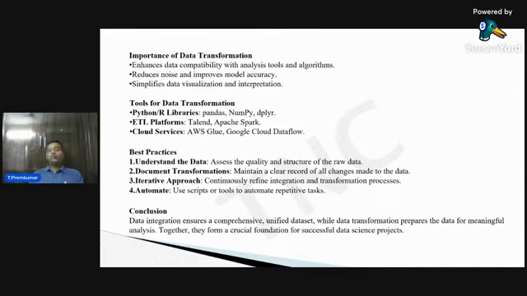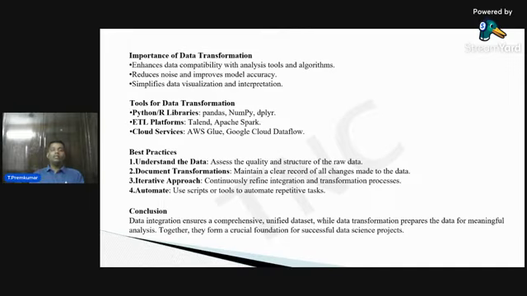The tools used for data transformations are Python libraries like Pandas, NumPy, and dplyr. These libraries can be used for data transformation, and also the ETL platform Talend and Apache Spark are used. In the case of cloud services, AWS Glue and Google Cloud Dataflow are used as tools for data transformations.